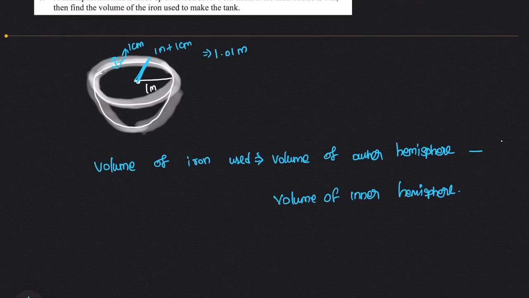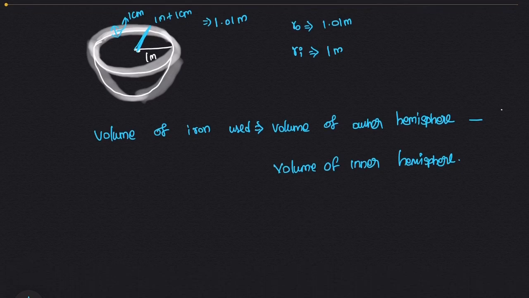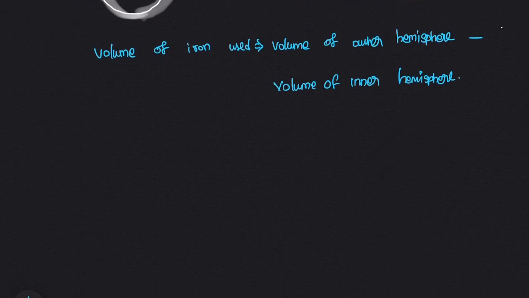So just consider the outer hemisphere, the radius of outer, R_O, is equal to 1.01 meter, and the inner radius R_I is equal to 1 meter. So just replacing, the volume formula is 2 by 3 pi r cube. So the general formula is 2 by 3 pi r cube.